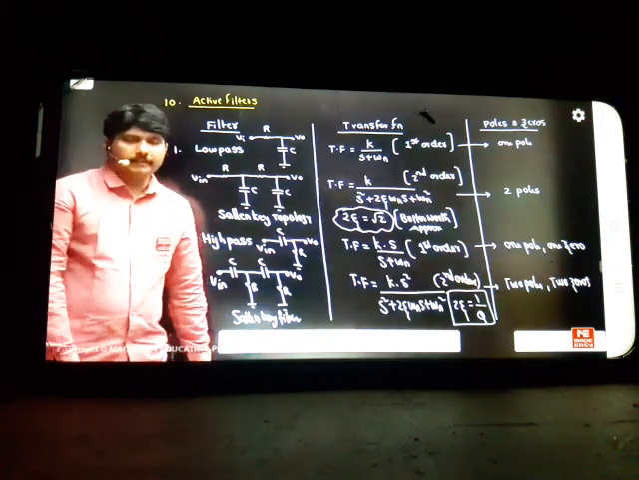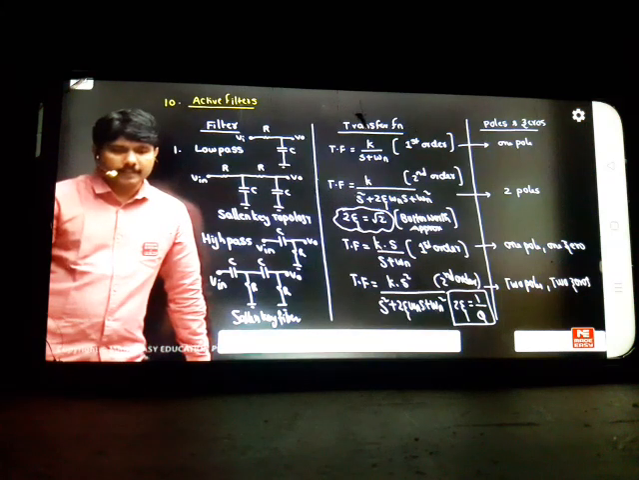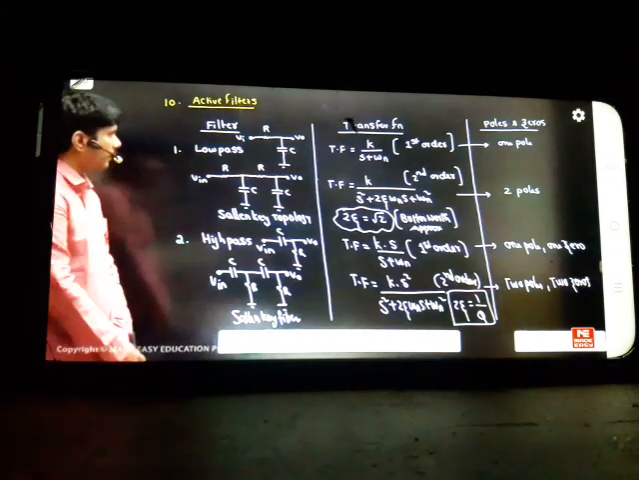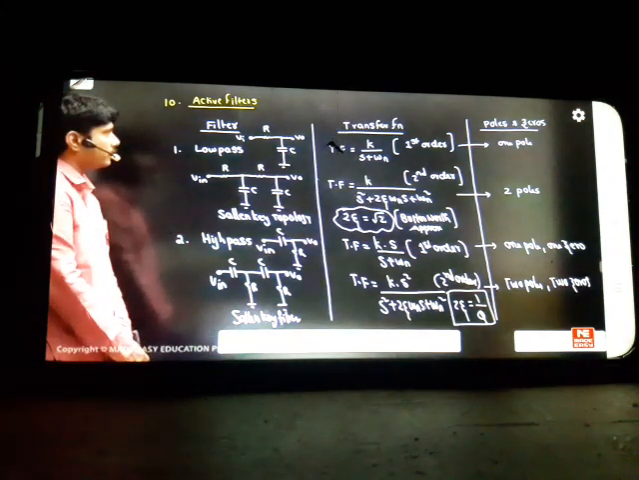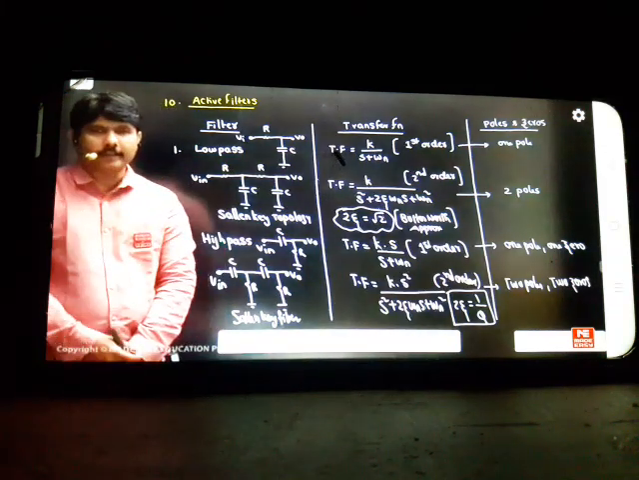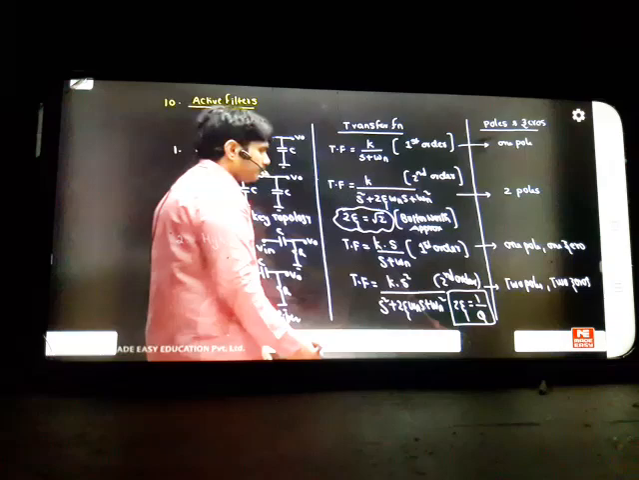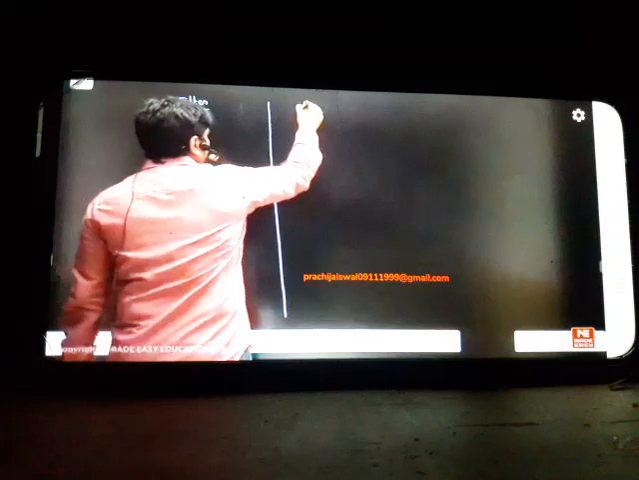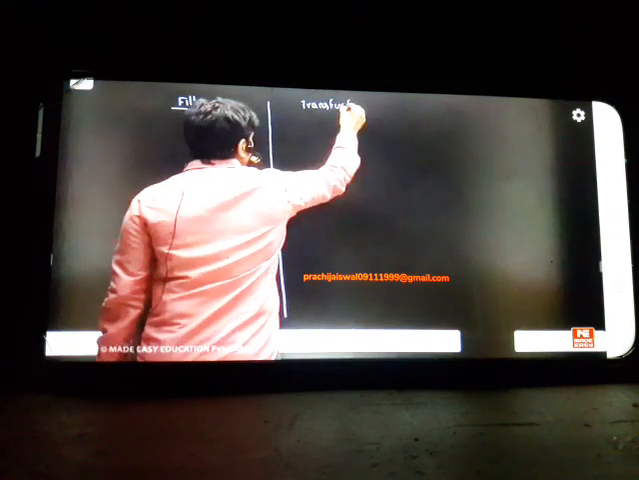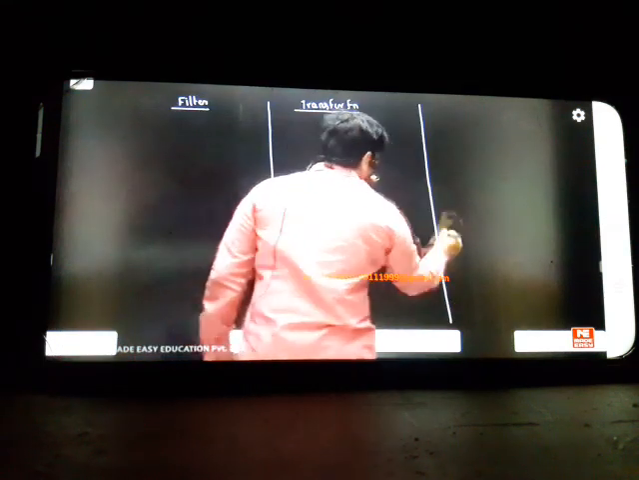So let me complete the final slide so that we can take a break. Last slide. That is the same table form we have to write again: filter, transfer function, poles and zeros. Again copy the same. I think you are writing in table form. Page is completed. Next page you write again: filter on one side, next you write transfer function, next you write poles and zeros.